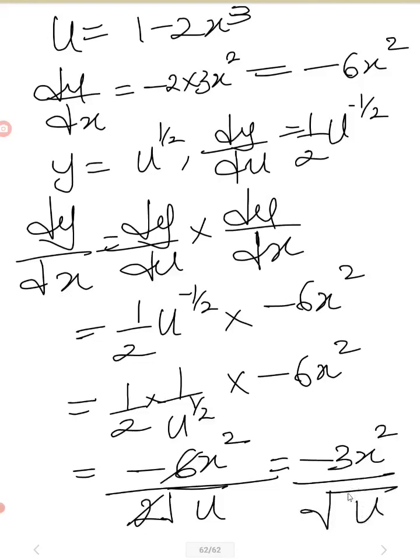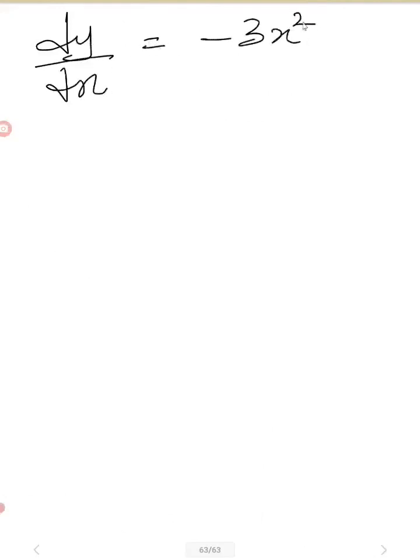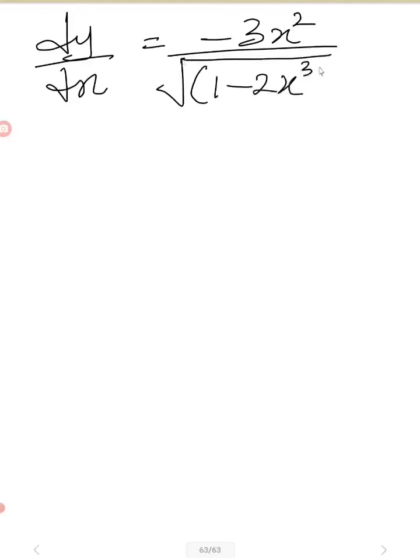So now you recall that we have been able to represent u by this. Therefore the derivative of y with respect to x will now be minus 3x squared over the square root of u, whereby our u is 1 minus 2x cubed. That's all. That's just a value.